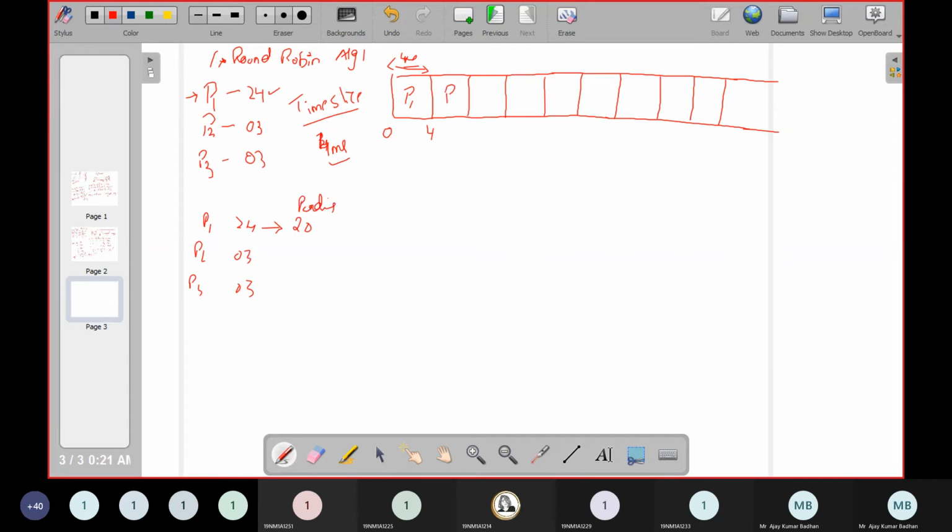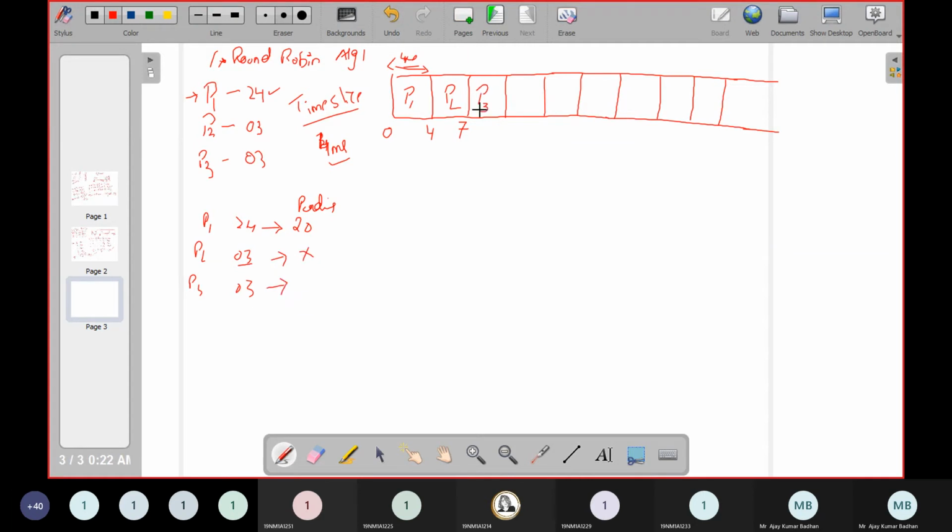Then came P2. I have allocated P2, but unfortunately P2 requires only 3 milliseconds. But how much is the slot we are giving P2? Since he completes the work 1 millisecond before the slot we are giving, he'll simply complete it in 3 milliseconds. 4 plus 3 is 7, and he will come out. What is the pending time this particular process requires? Nil.